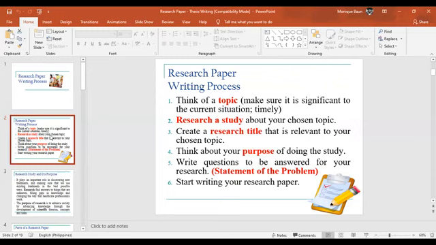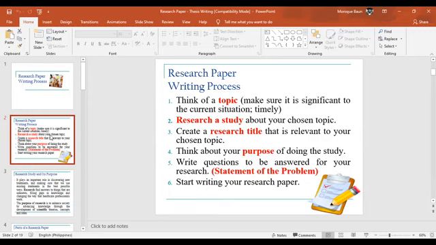For example, in this time of pandemic, we can gather a lot of research studies or titles. We can talk about the experiences of the students, the learning system that we use, and the platform that we use during this time of pandemic.